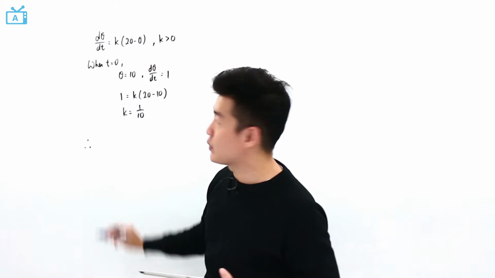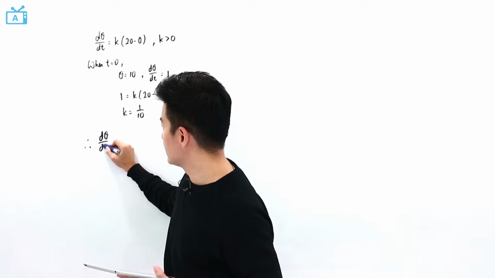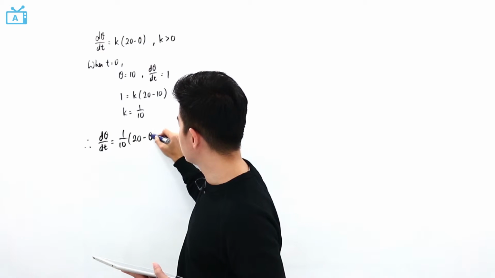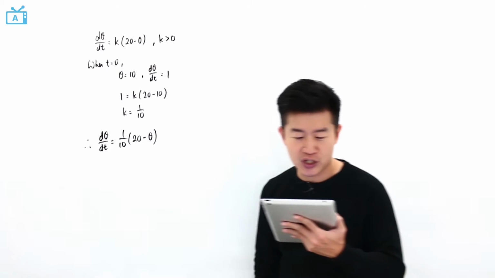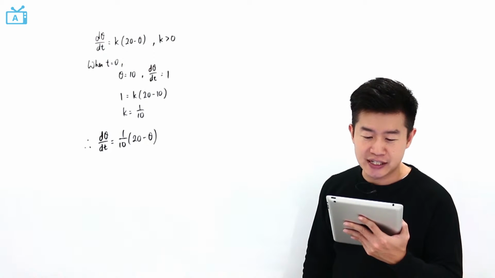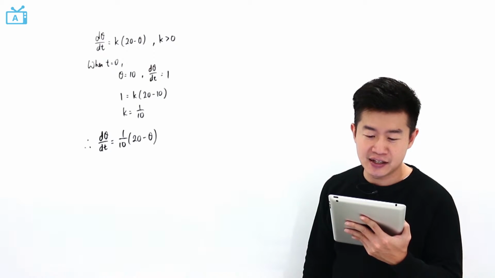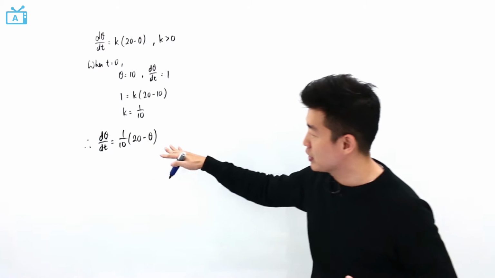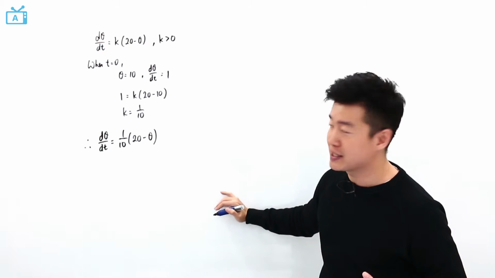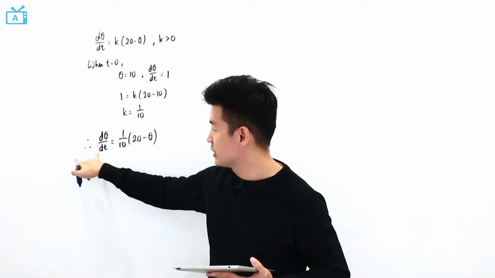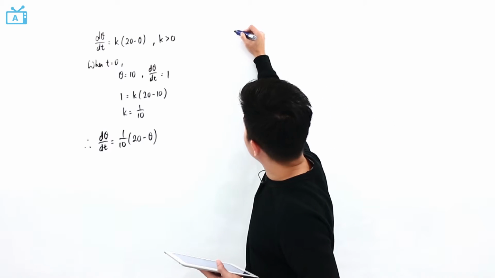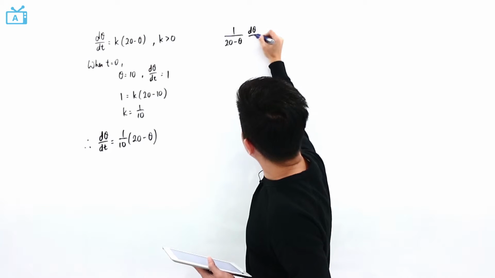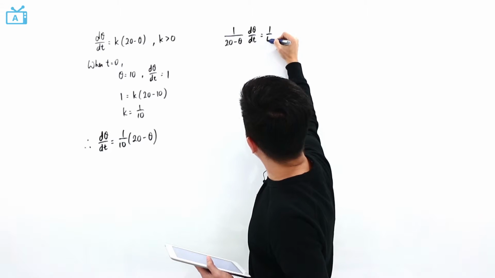So the differential equation that we have is d theta dt is equal to 1 over 10 of 20 minus theta. And we are supposed to solve this differential equation and show that theta is equal to 20 minus 10 e to the power of negative 1 over 10 t. So to solve this, I'm going to make use of the fact that it is variable separable. So I'm going to shift this over to the left hand side, which means that I'm going to get 1 over 20 minus theta of d theta dt is equal to 1 over 10.